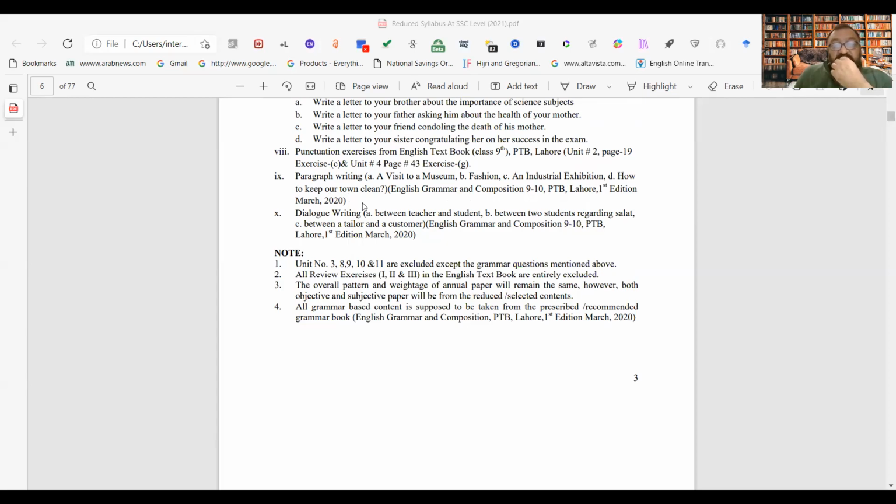How to keep your town clean. Okay, these are the industrial exhibition. English Grammar and Composition 9, 10. This is Punjab Textbook Board, Lahore, because the syllabus for Federal Board and Punjab Board here is the same.